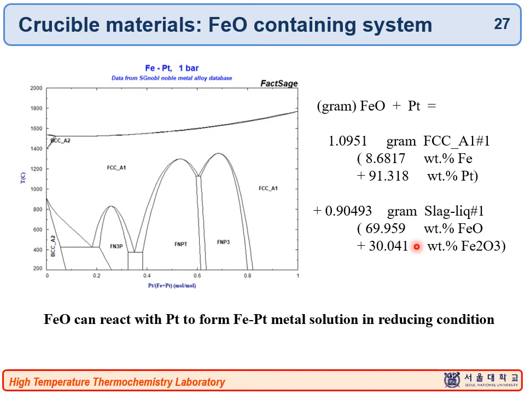Another example is the lithium oxide rich sample. When the sample is lithium oxide rich, especially when lithium oxide is higher than 60%, lithium oxide can also react with the platinum. So we have to change the platinum capsule to a palladium capsule in some cases.